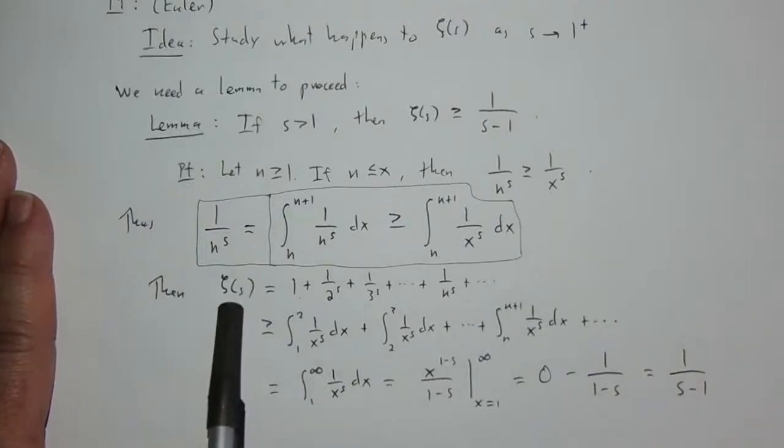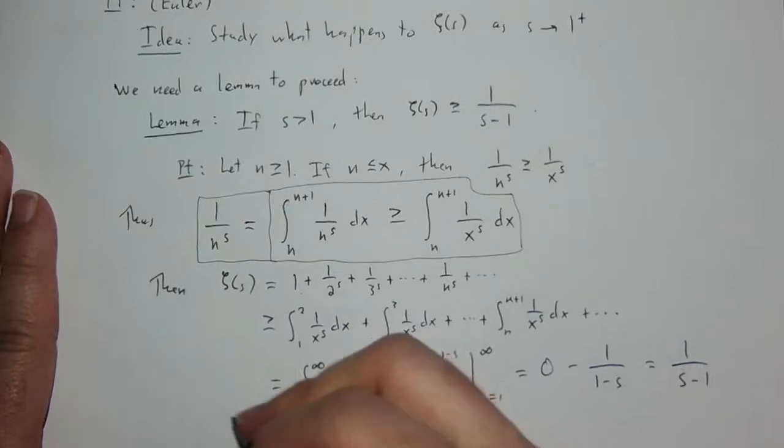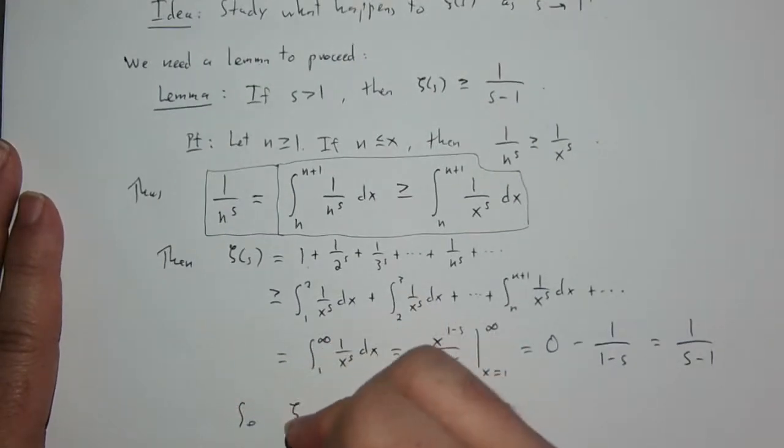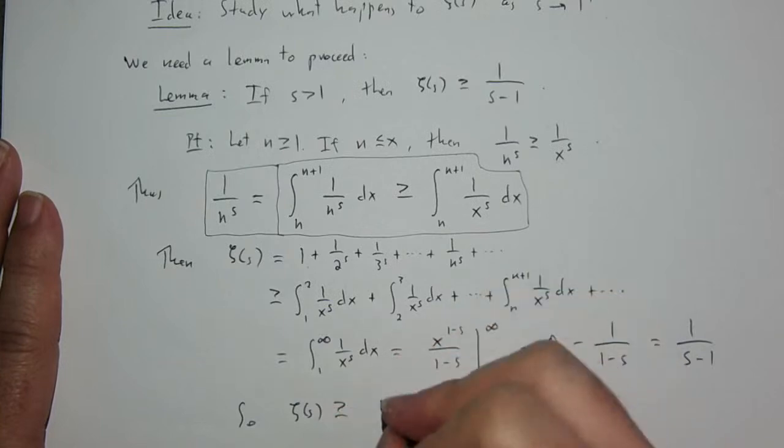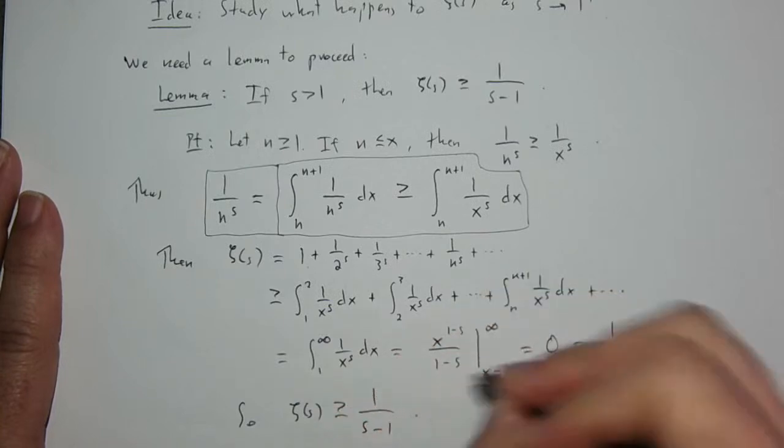So that's 1 over s minus 1. So what I've said is that zeta of s is greater than or equal to 1 over s minus 1.